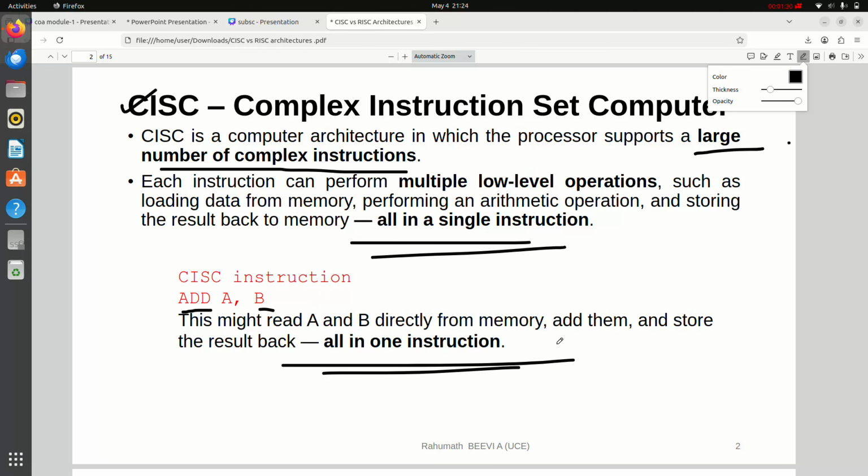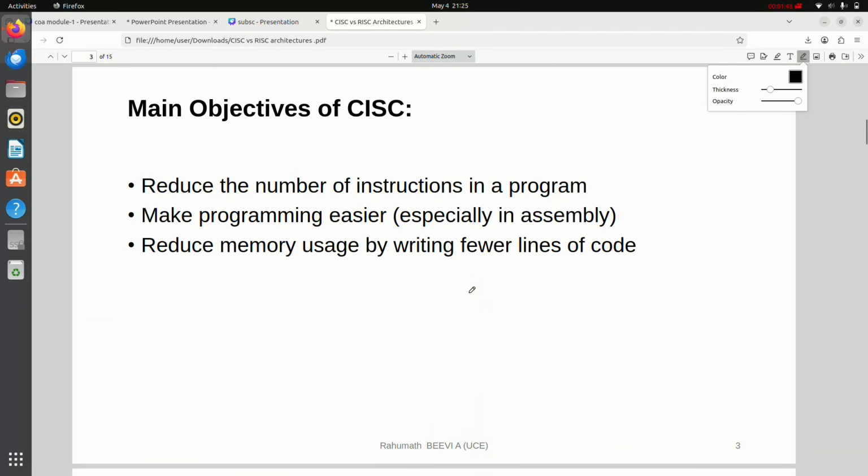So CISC is called complex instruction set architecture, where it deals with a large number of complex instructions. That means one instruction from that instruction set can access and load the data from the memory, perform the arithmetic operation, and store the result, all in one single instruction. That is why it is called complex. The main objective of CISC is to reduce the number of instructions in the program and make programming easier, and to reduce the memory usage by writing fewer lines of code. So these are the main objectives.